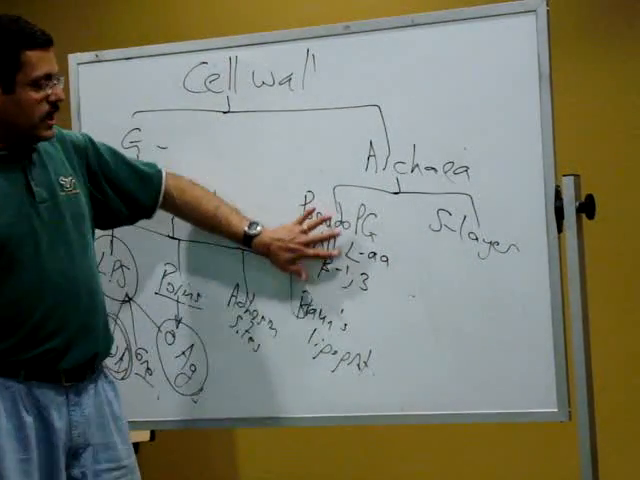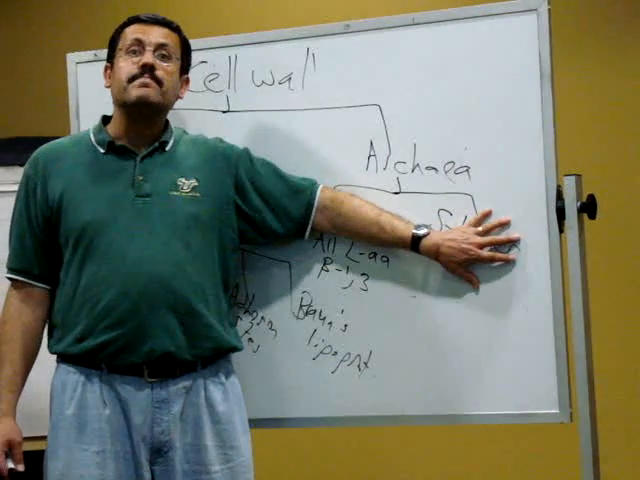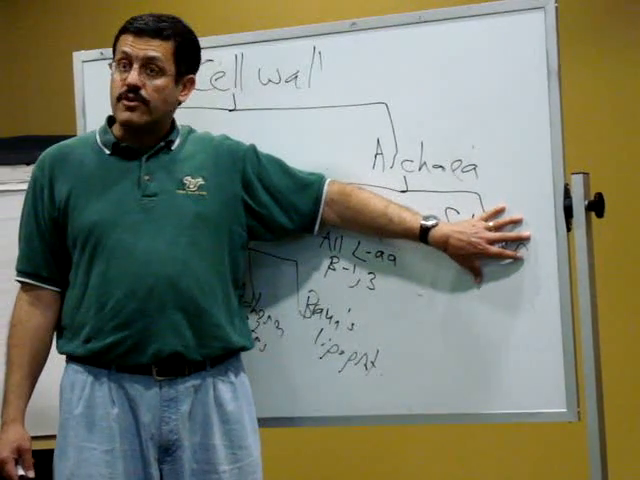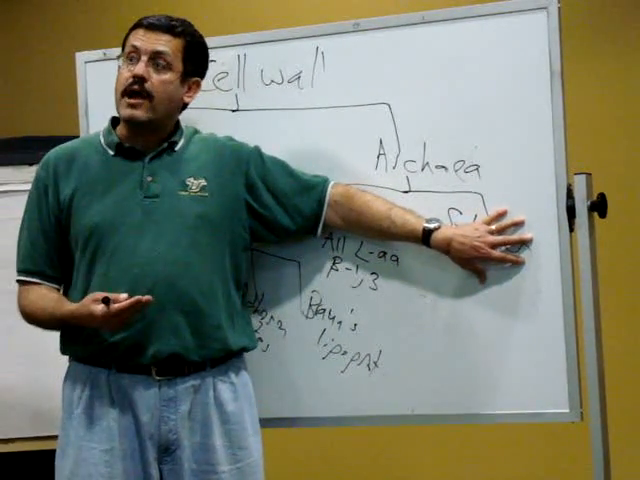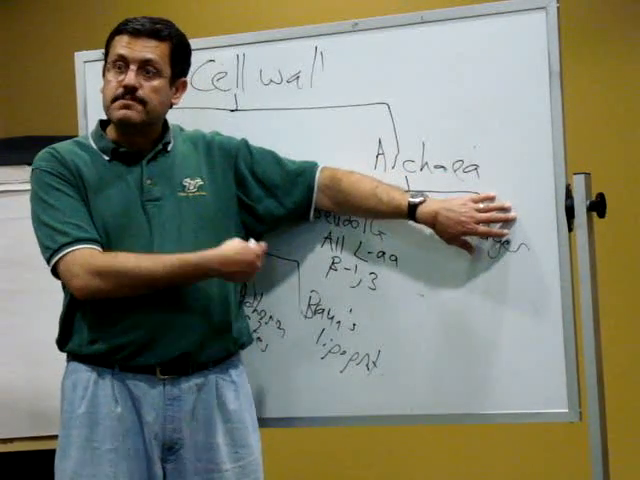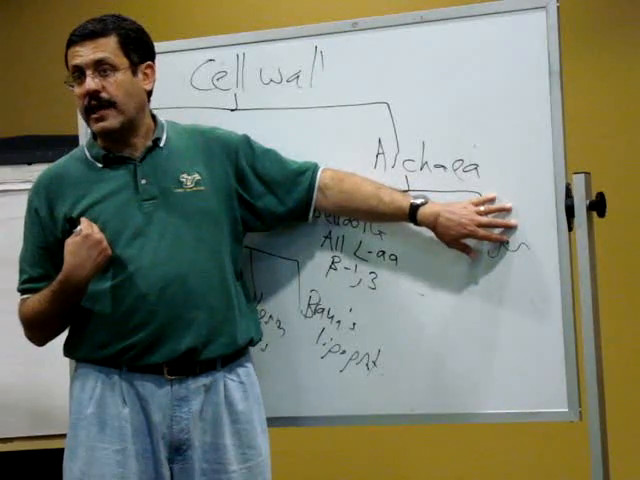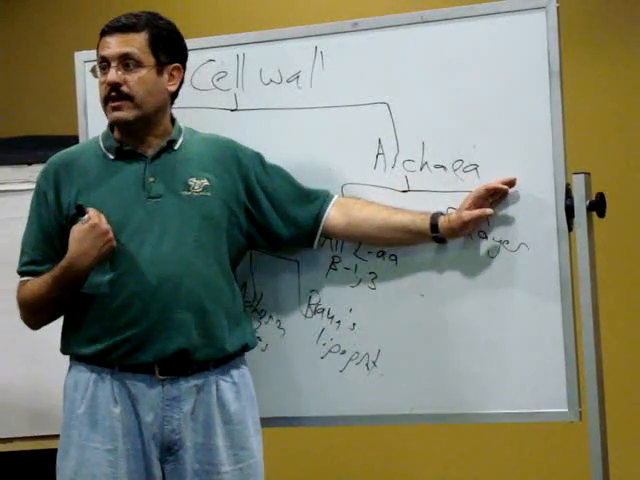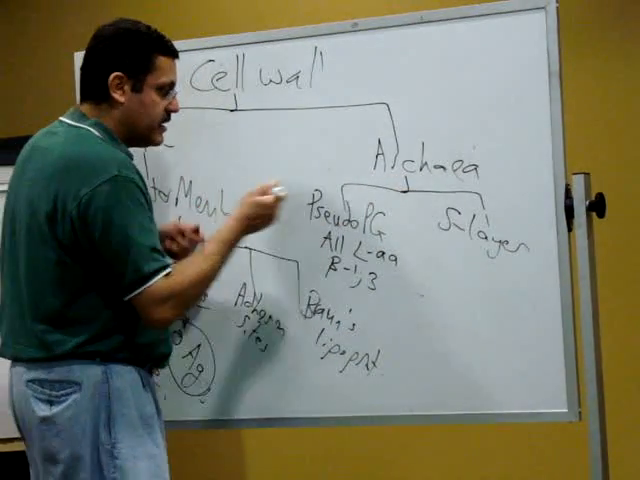Okay, and the S layer, S is for surface. If you were to apply a gram stain to these 2, the gram-positive one would be the pseudopeptidoglycan, the gram-negative one would be the S layer.